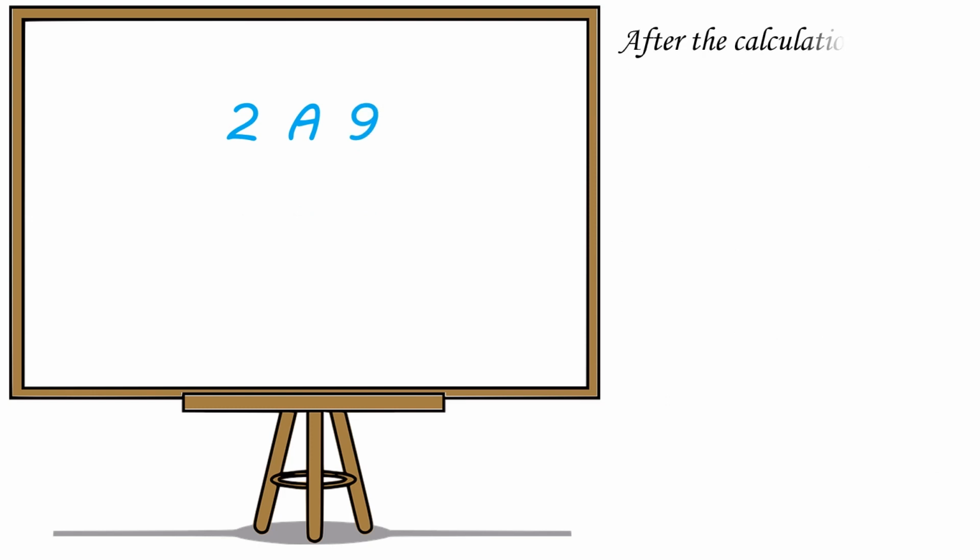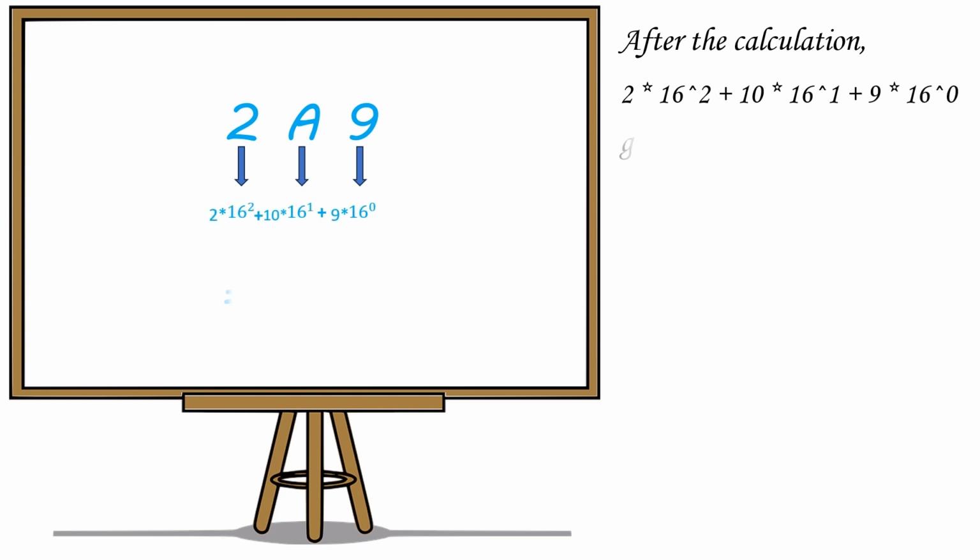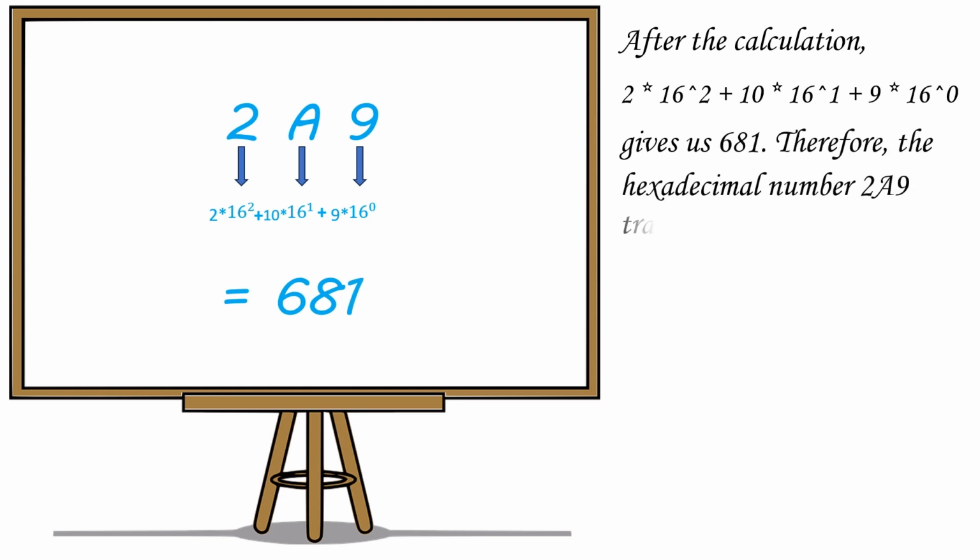After the calculation, 2 into 16 to the power of 2, plus 10 into 16 to the power of 1, plus 9 into 16 to the power of 0 gives us 681. Therefore, the hexadecimal number 2A9 translates to the decimal number 681.